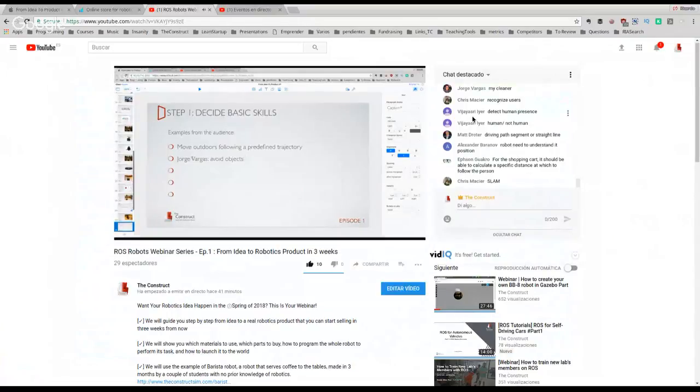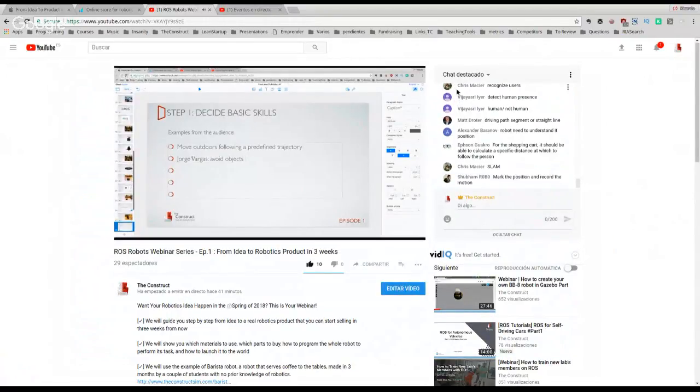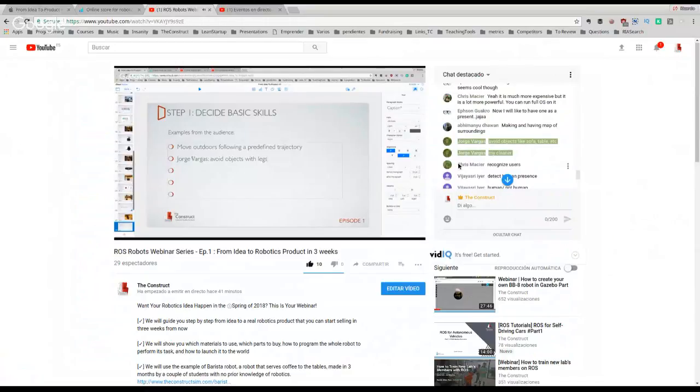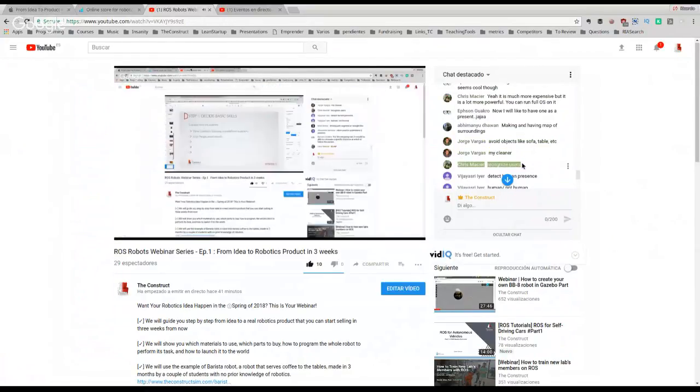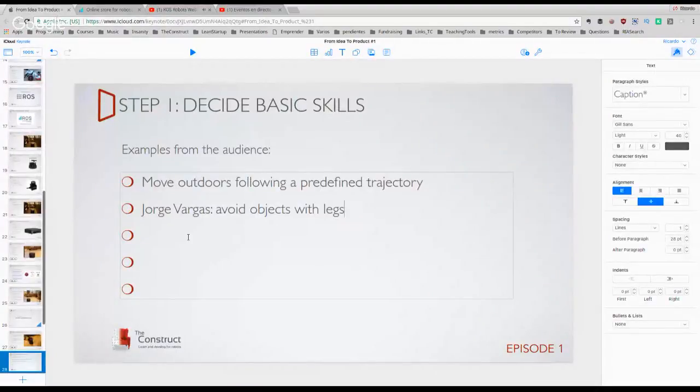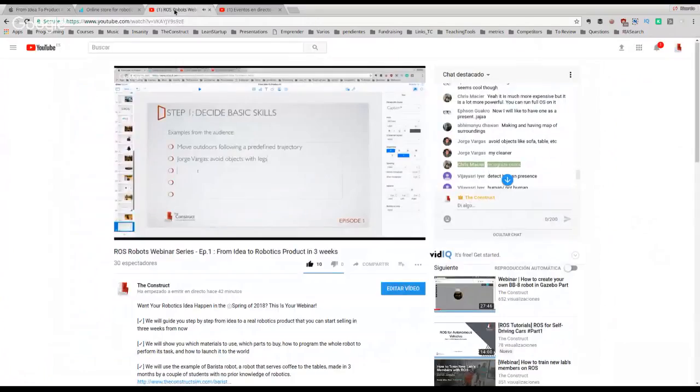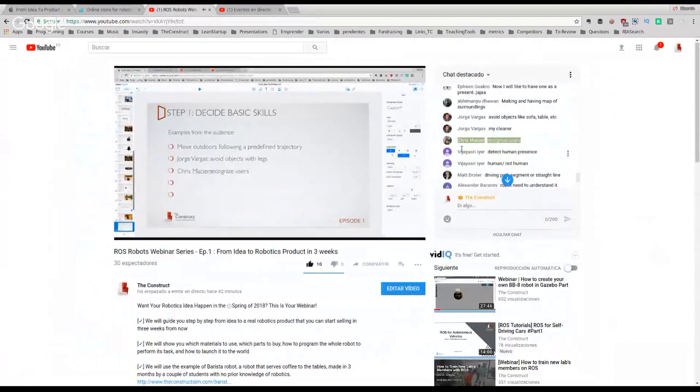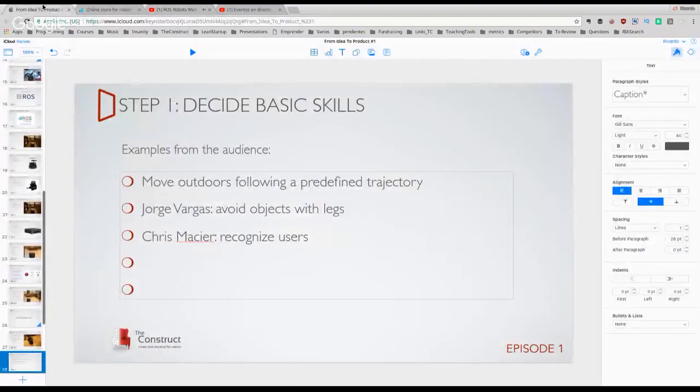Then here, Chris Massier says, recognize users. Oh, let me copy. Recognize users. Okay, yes, because this may be very basic for your robot. If your robot has to talk to people or to provide information to people, it has to recognize the user some way, maybe with a face, maybe by voice or something. Bianchi says, detect human presence. Okay, yes, perfect. Human or not human, perfect. So let's detect human presence, for example.